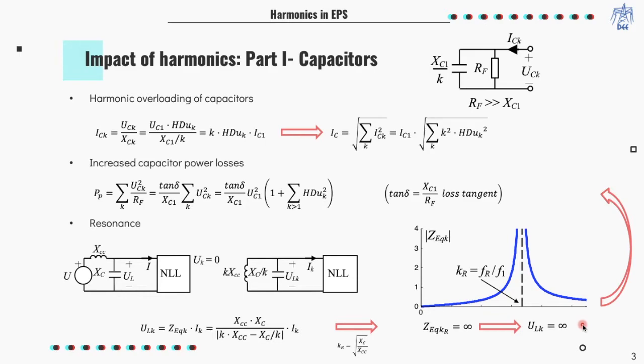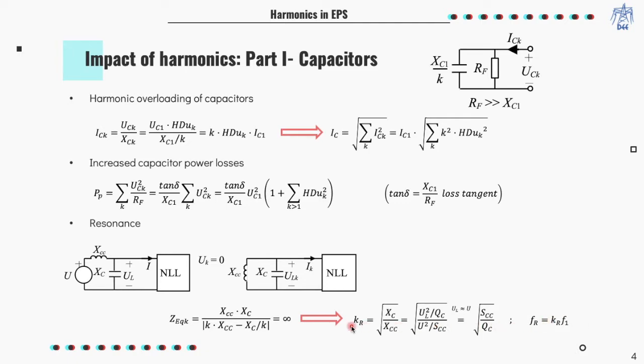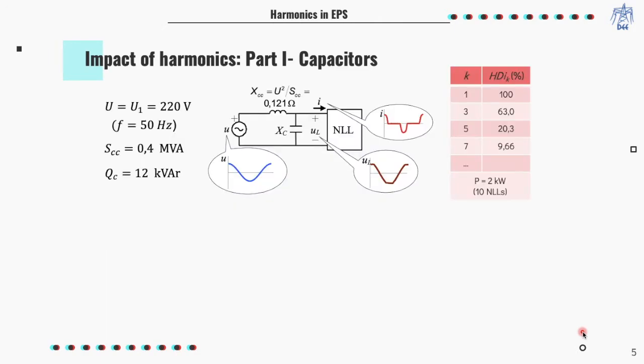The harmonic of this resonance can also be calculated from the short circuit power of the grid and the reactive power of the capacitor bank. The resonance frequency can be determined from this harmonic and the fundamental frequency of the installation. As an example, we have a nonlinear load and the capacitor bank fed by a sinusoidal grid, and we are going to calculate the harmonic voltage at the nonlinear load terminals and study the resonance phenomenon.